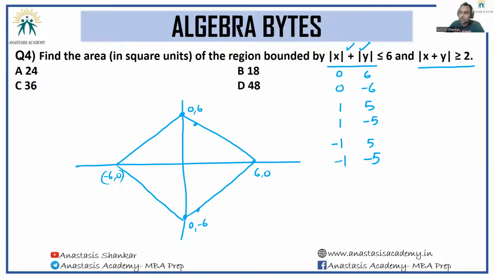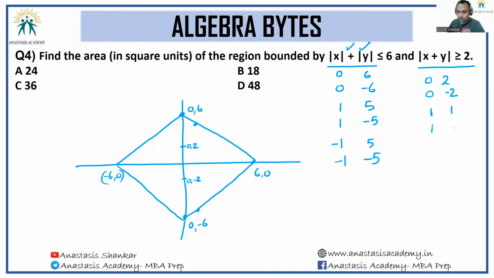Next, we are left with |x + y| is greater than 2. So let's say x was 0. Minimum value that y can take is 2. So if x was 0, minimum value that y can take is 2. Would be at this point (0, 2), and not just (0, 2), it would also be at (0, -2). In fact, if we have (0, 2) and (0, -2), can I say if I got x equal to 1, y would also need to be 1. Maximum value that y can take is 1.